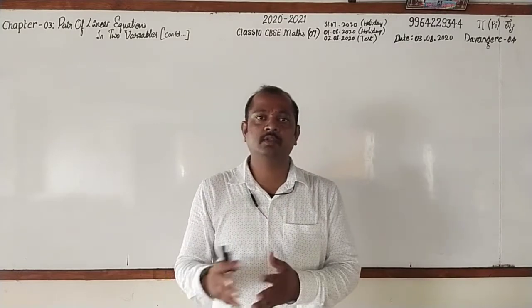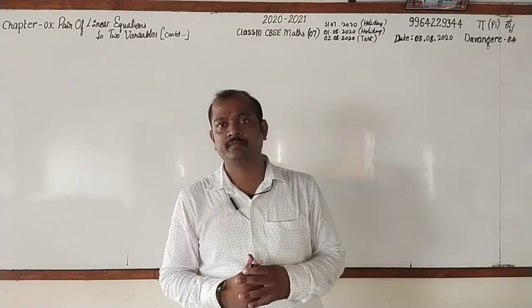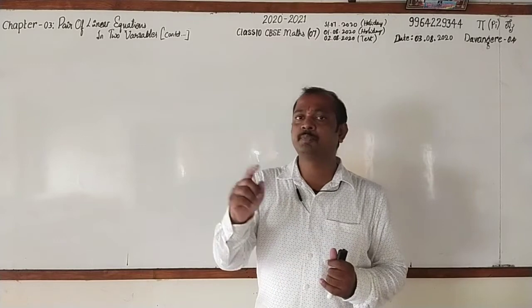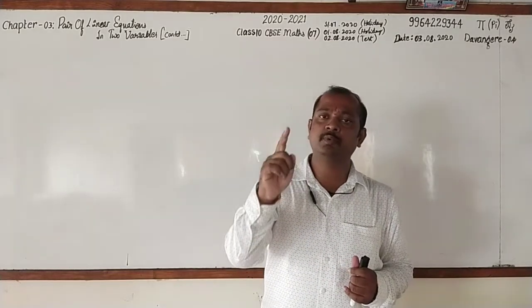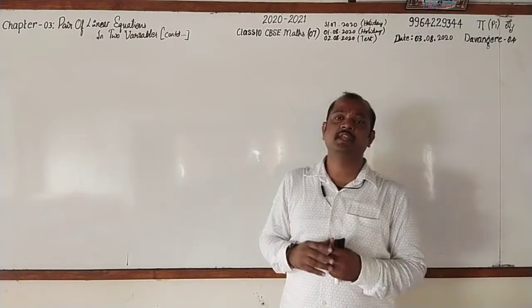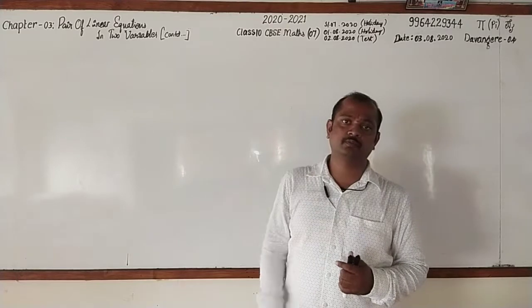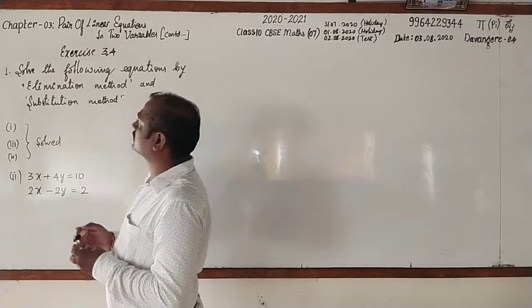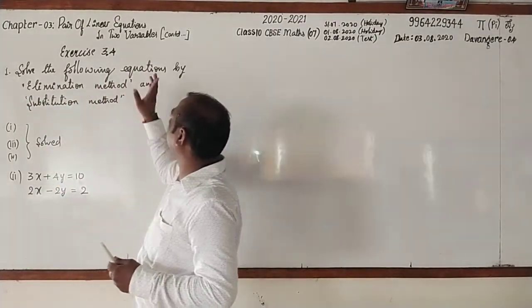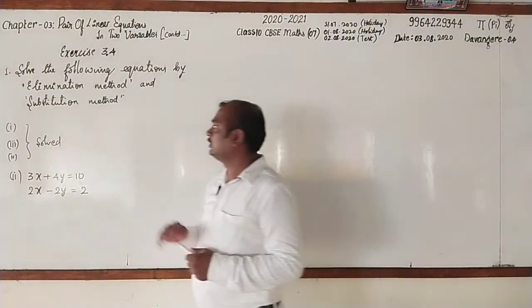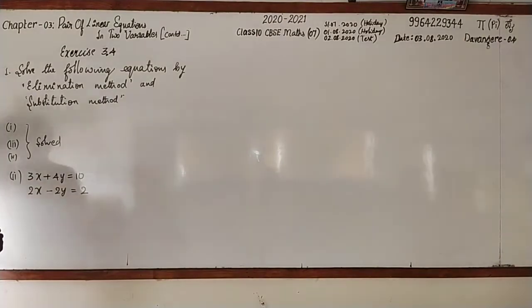And we have even solved the worked examples that are given in NCERT. Then we were focusing on exercise sums. We have completed exercise number 3.1, 3.2 and 3.3. In today's class, let's solve the problems in exercise number 3.4. Yes, exercise number 3.4. The first question is like this. Solve the following equations by elimination method and substitution method. In this problem, we have 4 sub-problems.